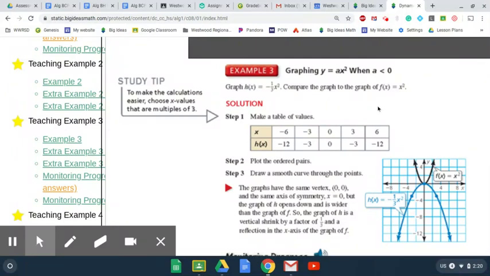Let's look at 8.1 example 3. So we're still looking at graphing y equals ax squared, but now we're going to see what happens when the a is less than 0, or in other words, when a is negative. So let's look at example 3.